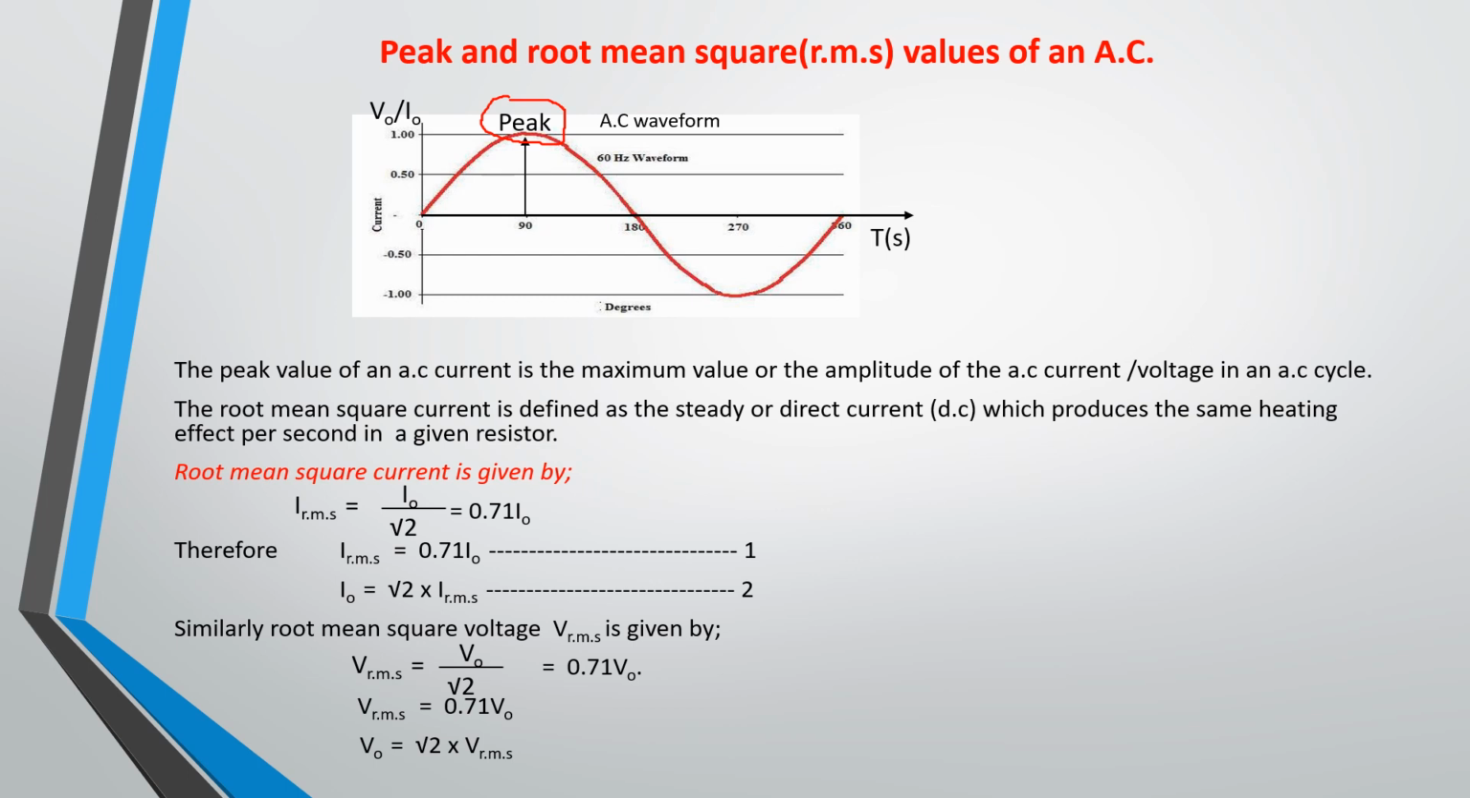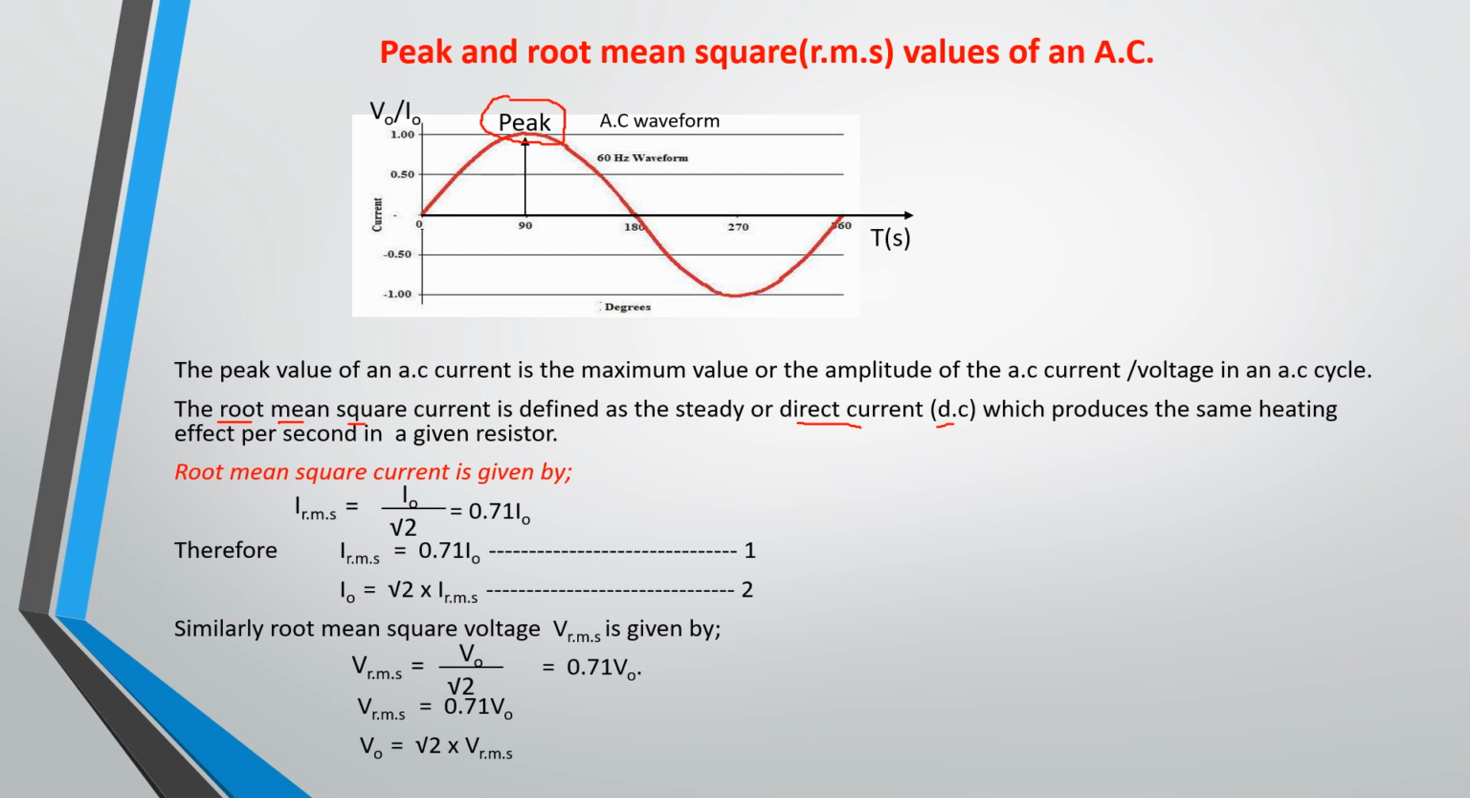So the peak value of an alternating current is the maximum value of the amplitude of the AC current or voltage in a cycle. Alright, so that's what I've explained already. Then the root mean square current, the r.m.s. current, is defined as a steady or direct current which produces the same heating effect per second in a given resistor.